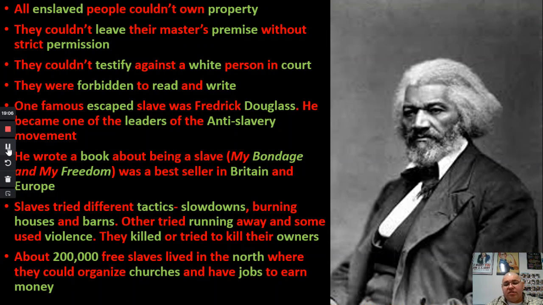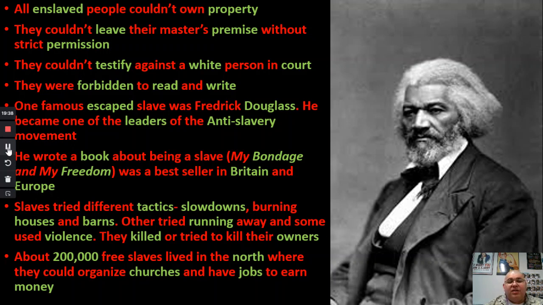Now, here are some laws that I found in the South for slaves. One of them, which is interesting as hell, was that they could not own property at all. Technically, the clothes on their backs didn't belong to them in the eyes of the law in the South. That wasn't even their clothes, that was the master's clothes. So, absolutely nothing they could own.